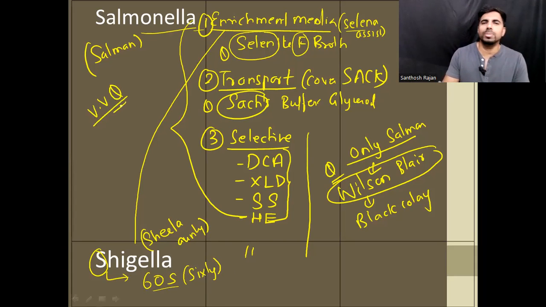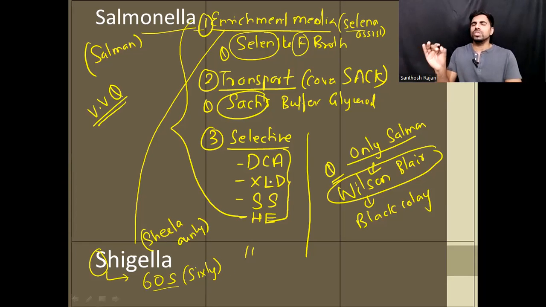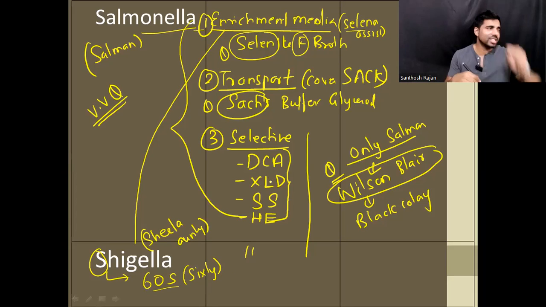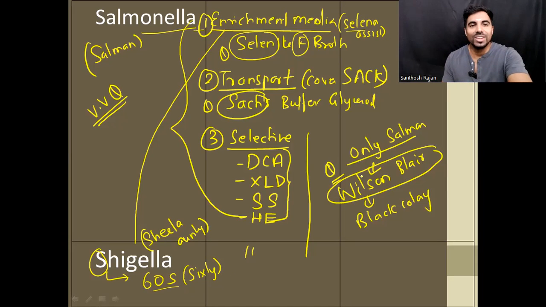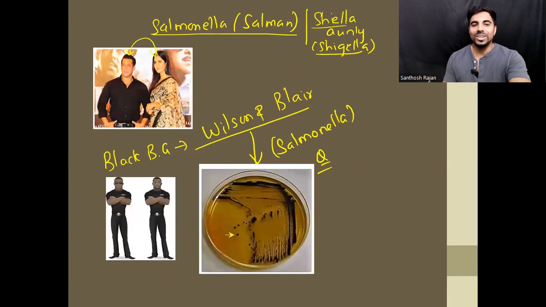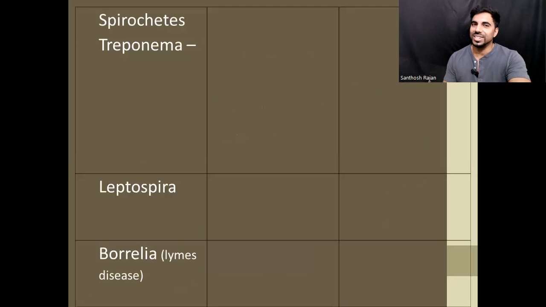One question, 100%. Enrichment for Salmonella and Shigella needs the assistant Selina, selenite F broth. For transport, you have to cover them, so you need a Sachs media, Sachs buffered glycerol. For selective media, DCA, XLD, and SS are all done. But Salmanji's bodyguard Wilson is only for Salman, not for Sheila Aunty. You got it? That's it. So you finished Salmonella and Shigella. This is half of your topic. This is the way you're going to revise and remember.